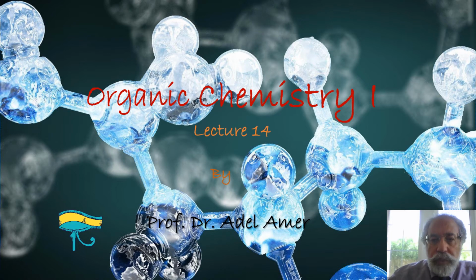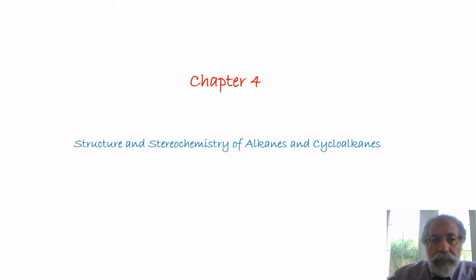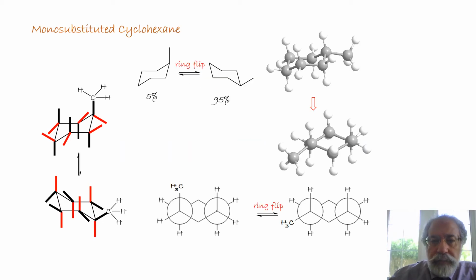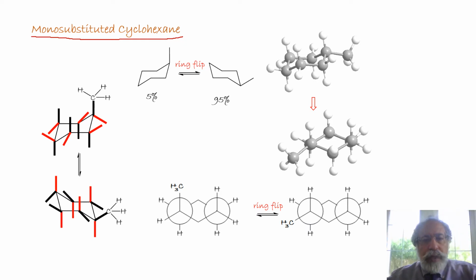Welcome to lecture 14, Organic Chemistry 1, Structure and Stereochemistry of Alkane and Alkenes. Today we will talk about the conformation of monosubstituted cycloalkane and start with the methylcyclohexane.